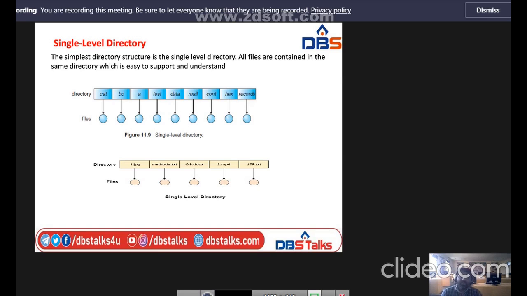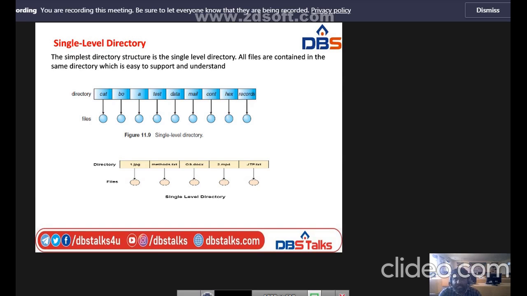So here we have one directory, and in the directory we have different files. We can't store the same file names within the same directory. At the same time, if a directory has so many file names, it is very difficult for the user to remember all the files. This is one of the drawbacks. Here in this cat directory we have files, and this is one more directory. So this is the representation of the single level directory.